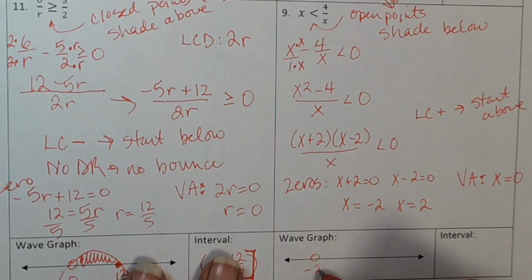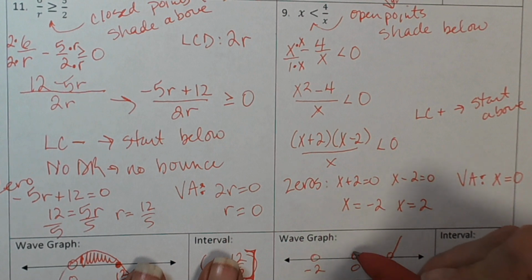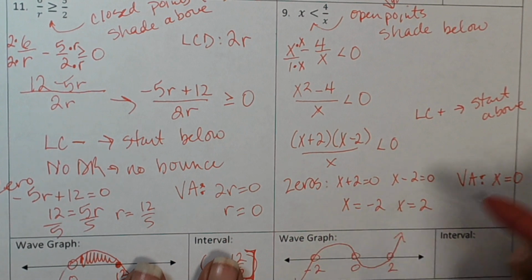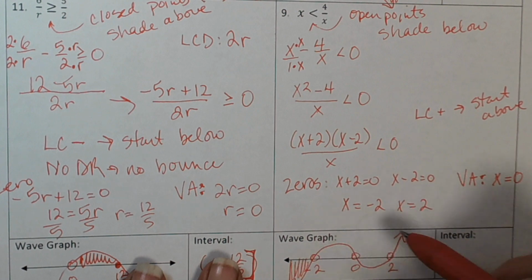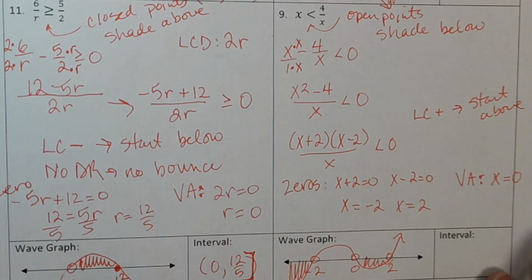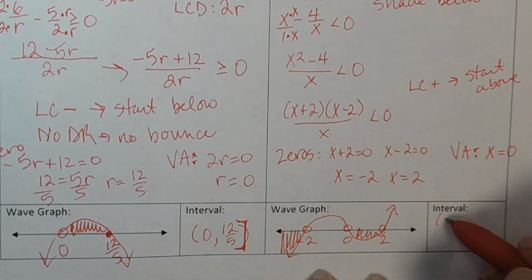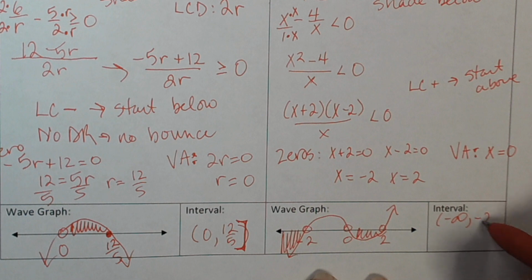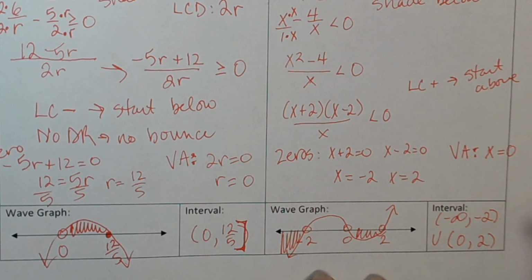So I have -2, 0, +2. We start above, we go down, up, down. And then we're looking for below our graph or below our number line. So we have there and there. So we're starting all the way to the left at negative infinity and stopping at -2 open point. So it needs a parenthesis. And then we're starting back at 0 and going to 2, both open points.